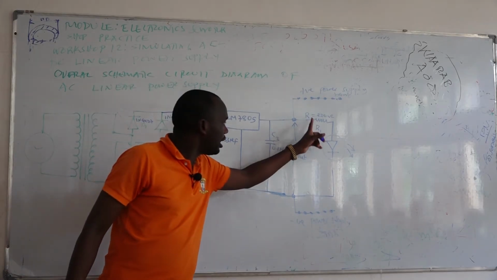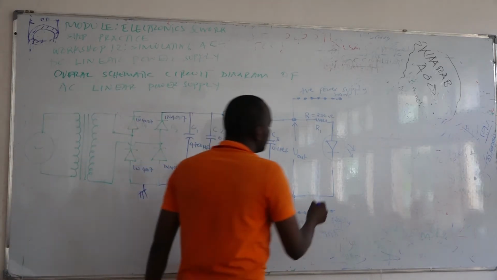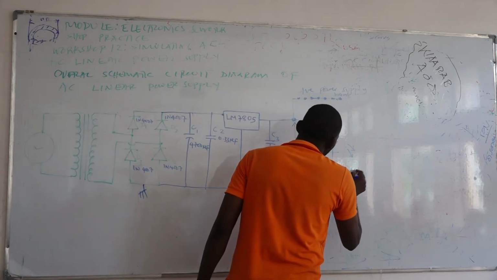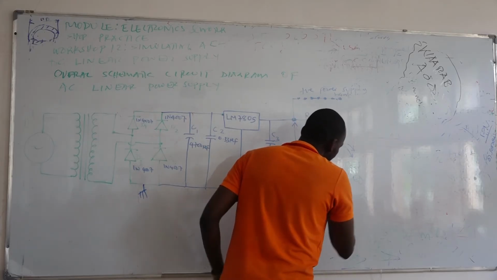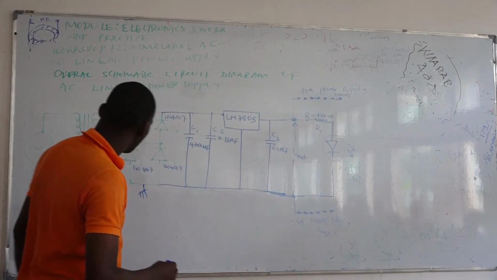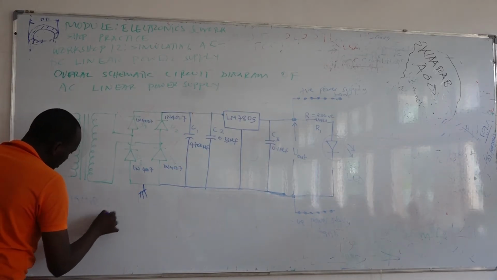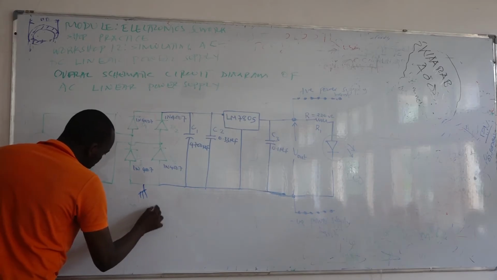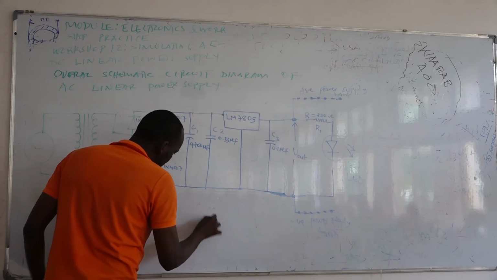So resistor R1 and the LED, we may use the red light emitting diode, red LED, just to indicate if our linear power supply works or it does not work. So this is the schematic circuit, the overall schematic.